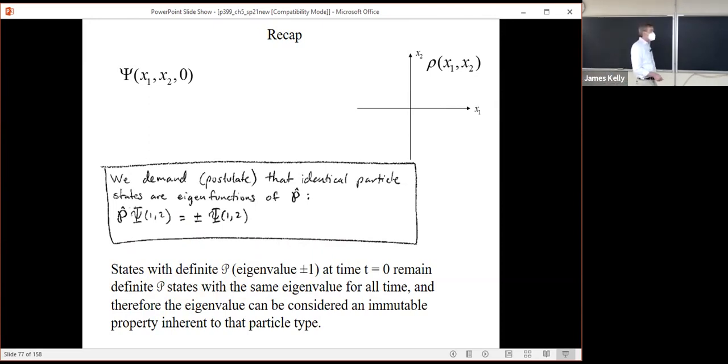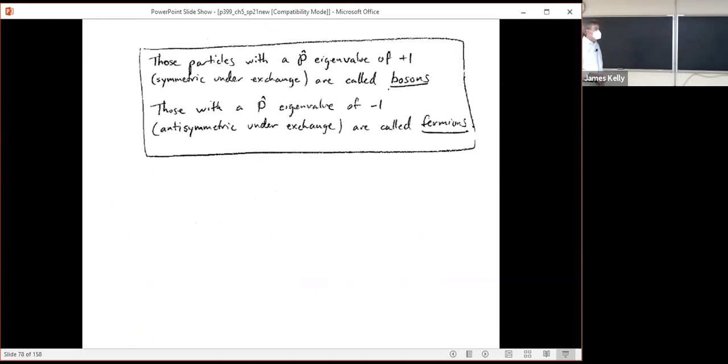And so if we have identical particles, so we take electrons, there's going to be some certain eigenvalue associated with electrons, either +1 or -1. It's going to stick for the rest of time. And so we're just going to think of that as an immutable property of electrons. They have a certain eigenvalue of the exchange operator that's relevant when we have multiple electrons around. Protons, same way, and other elementary particles, same way.